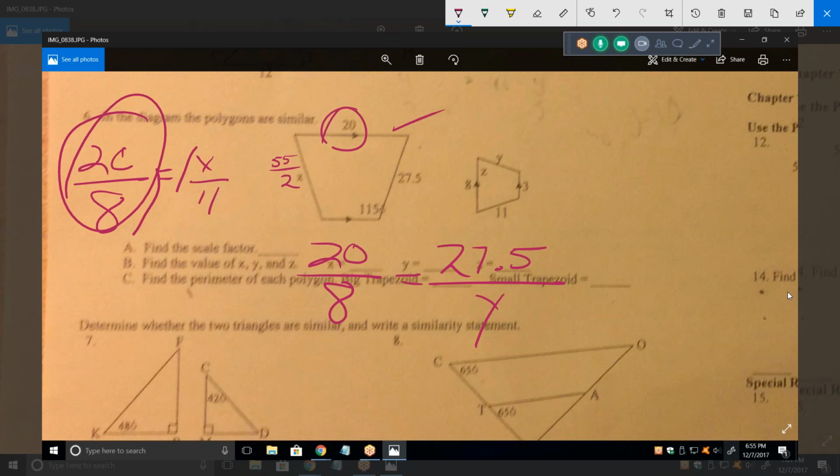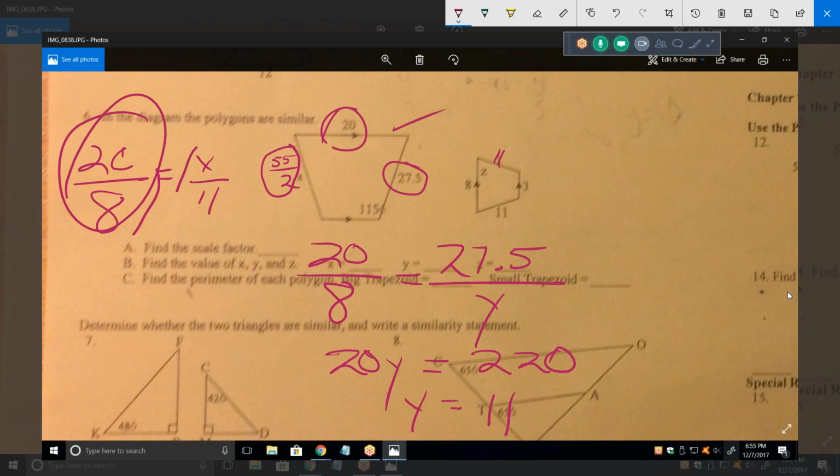Multiply 8 times 27.5. Okay, and then when I divide that by 20, I get y equals 11. So that's 11, and that's 11. Look at that, that's 27.5.